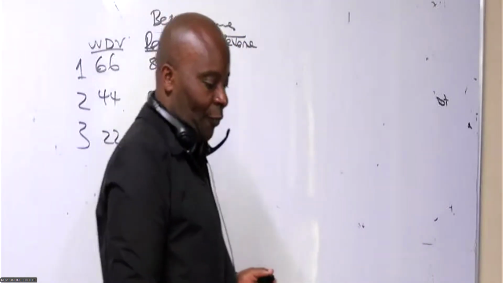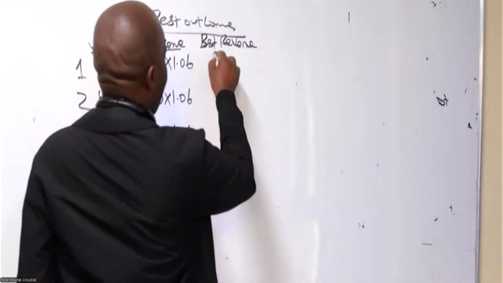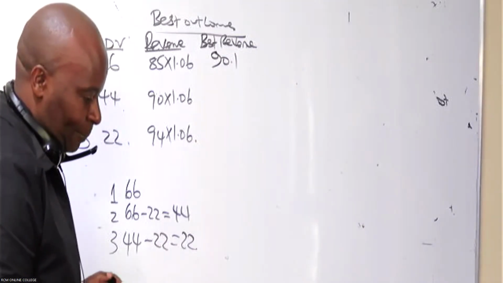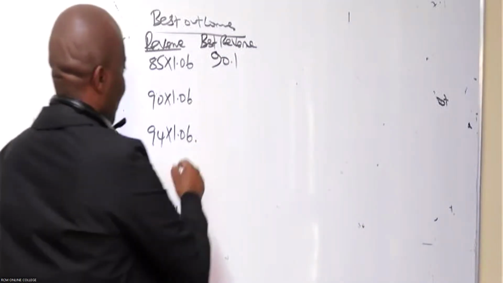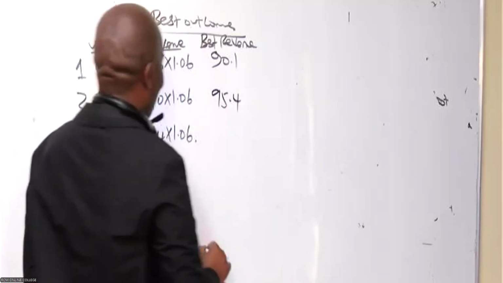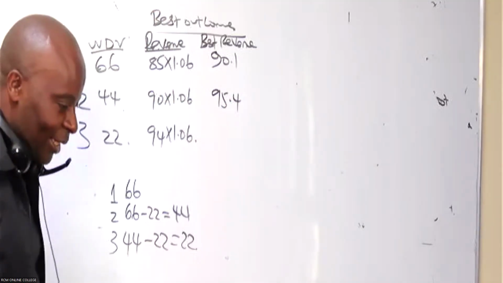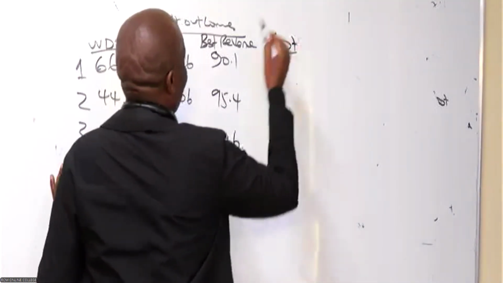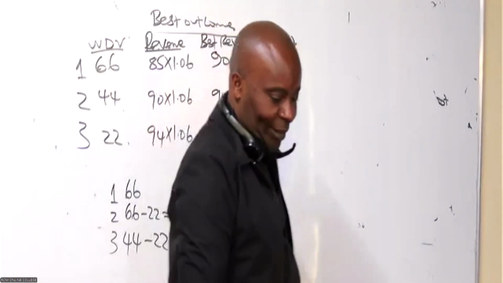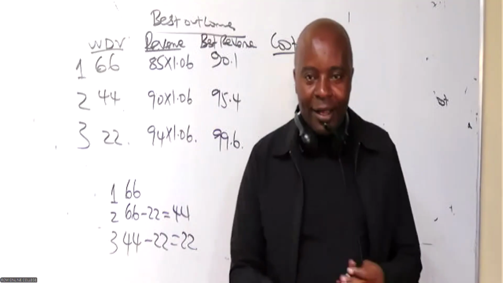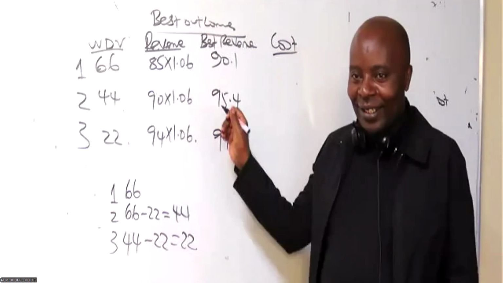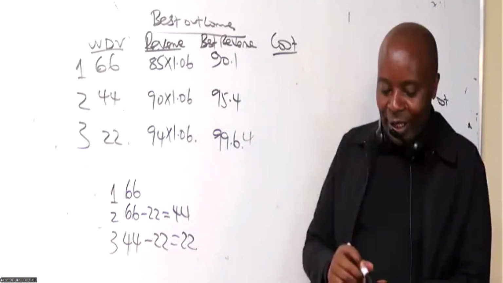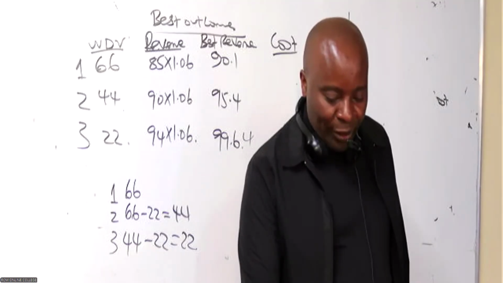All right. So the first one I'm being given 90.1. The second one 90.5, 95.4, then 99.64. Or just 99.6 like that. So what have they told us about cost?